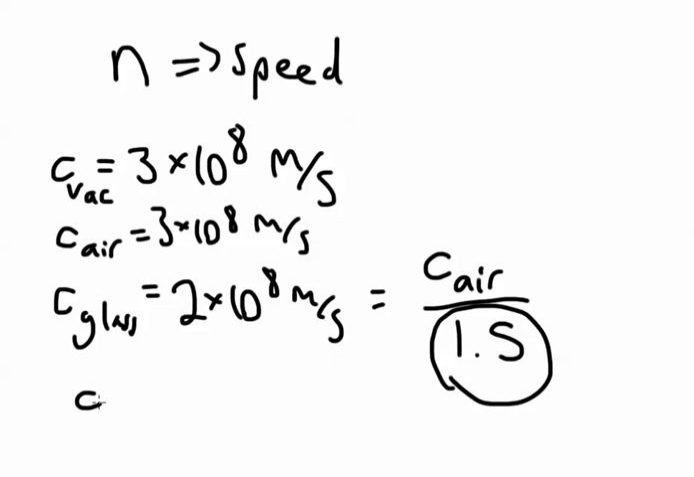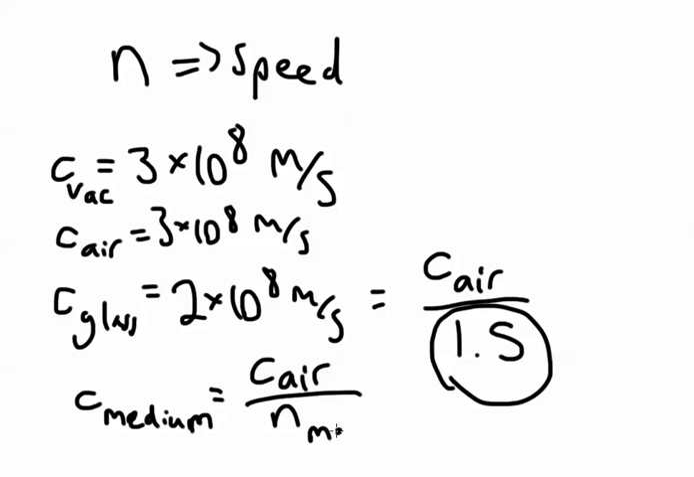So the speed of light in some transparent medium is equal to the speed of light in air divided by the n of the medium. That means that the bigger the n, the slower the light goes in that material. So light goes slower in water than it does in air, and it goes slower in glass than it goes in water. Okay, so one more thing I want to discuss is Snell's law.